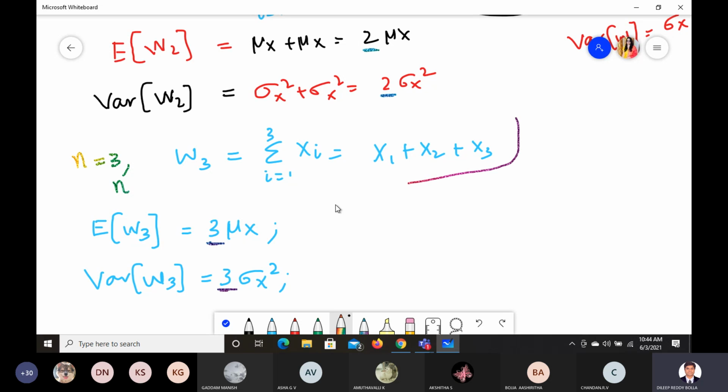Now I want to find out the final answer. If the value is n in general, what to write now? In general, what is the expectation of this? IID values you are trying to find, right? Expectation of this, how to write?